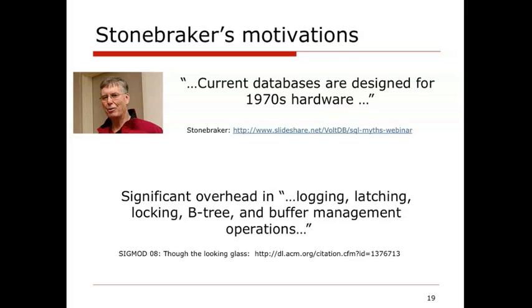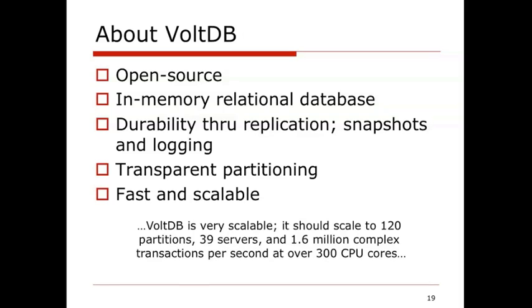And they did some research. There's a paper, Through the Looking Glass, where they analyzed where a traditional database spends its CPU cycles. And they found that 80% or more of the time was spent in overhead operations: logging, latching, buffer management, and so on. And only a very small amount of its time was spent doing real work. And so what Stonebraker's come up with is VoltDB.